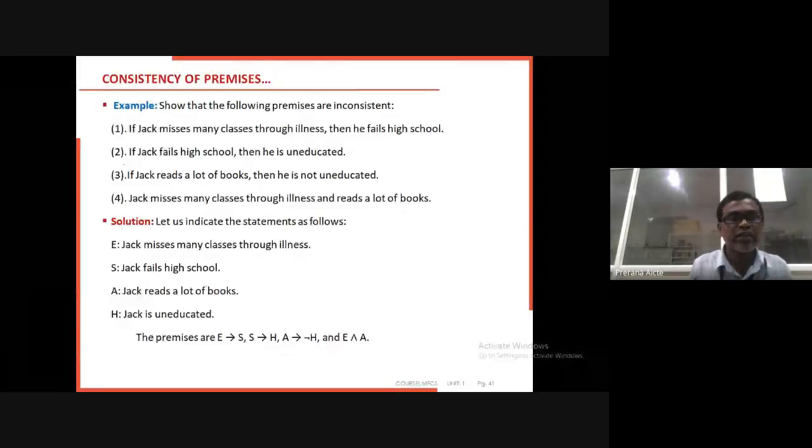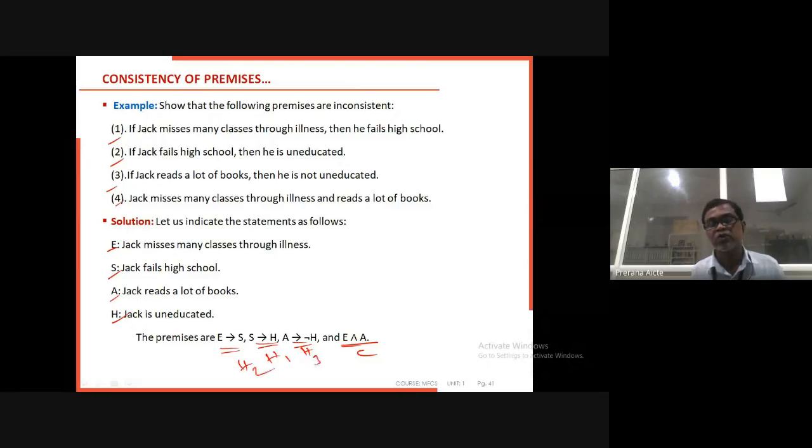Here the statements are given like this. First, we need to represent these statements by means of propositions. The four statements are represented like this: E implies S implies H, A implies negation H, E and A. Now this is the conclusion and these are the hypotheses. By using these three hypotheses we have to check whether this is possible to prove or not. Actually this is an example of inconsistent, so finally it is not possible to prove.